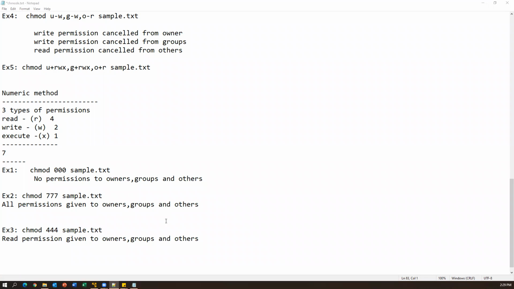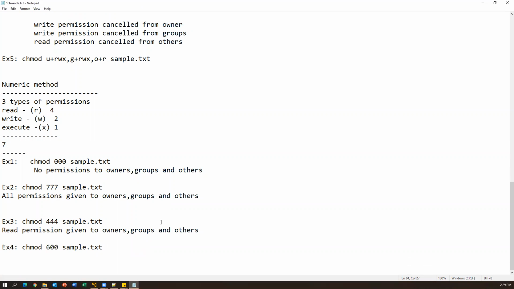Now let me take one more example. chmod 600 sample.txt. What is meant by 600? What does 6 mean? 4 plus 2 is 6. That means the read and write combination. So 6 represents read and write. This gives read and write permissions to the owner, no permissions to the group, and no permissions to the others on sample.txt. Let us execute this command.